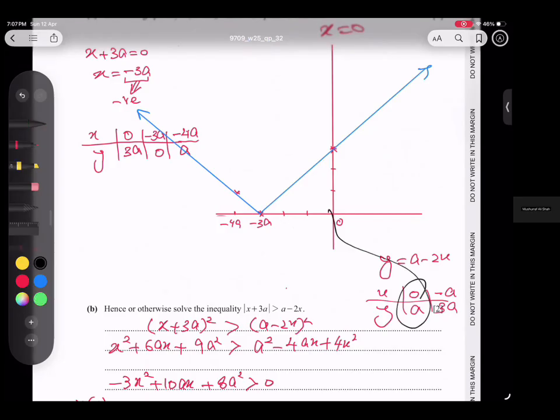0, a is here. X is 0, y is a. I plug in x equals 0 here, y is a. So I got this value. Okay, what about this one? Negative a is, where is x equals negative a? Here. What is y? 3a is here. So we are getting this point. Basically, I got this point.